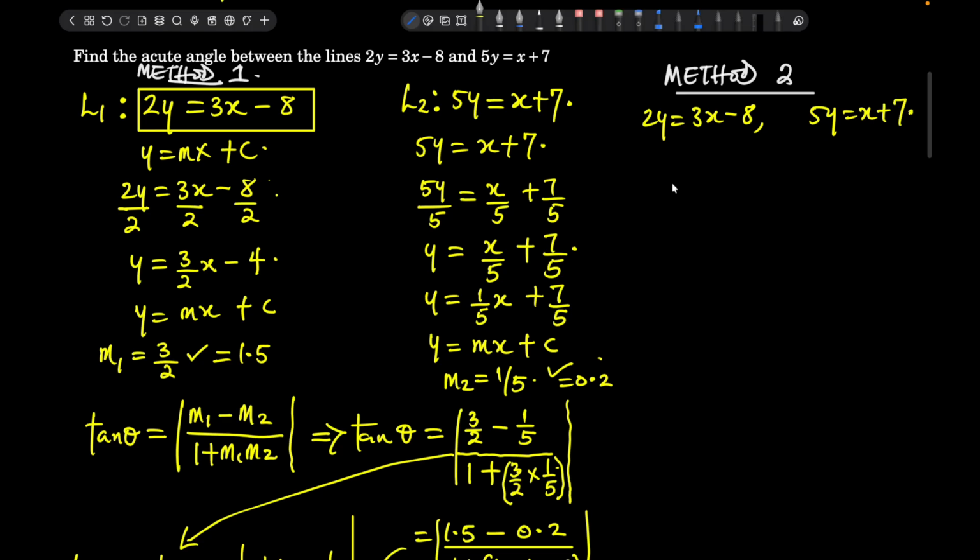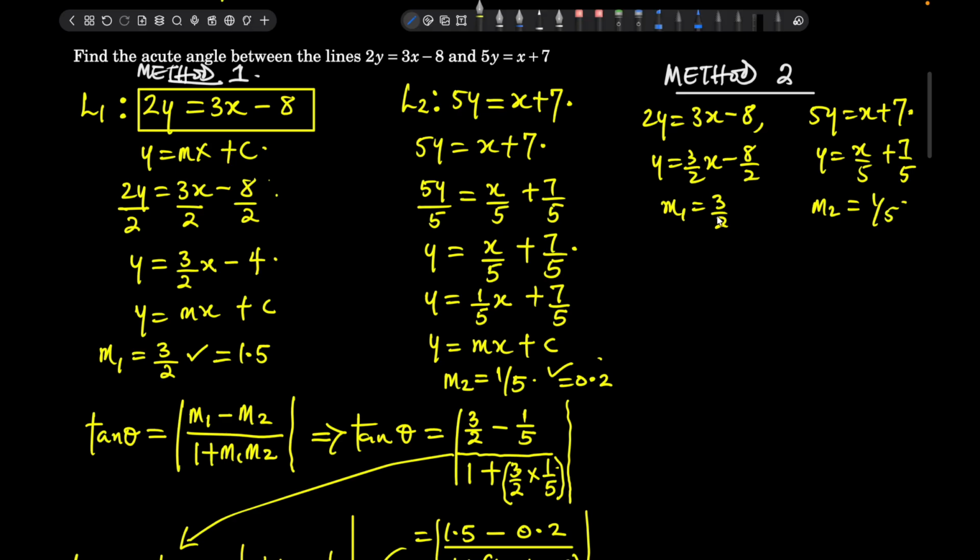We are looking for the slope. So y is equal to 3 over 2 x minus 8 over 2. We need the slope, we don't need the intercept. So m1, which is the first line, is 3 over 2. The second one again, dividing by 5, I get x over 5 plus 7 over 5. So m2 is 1 over 5.